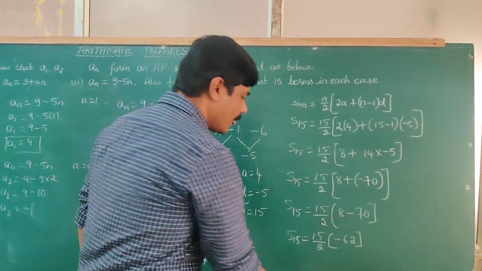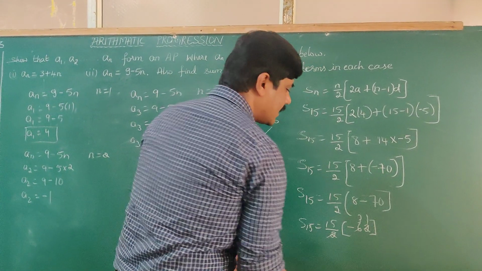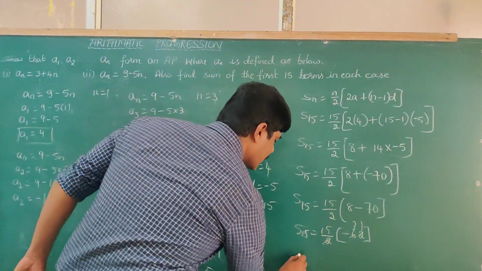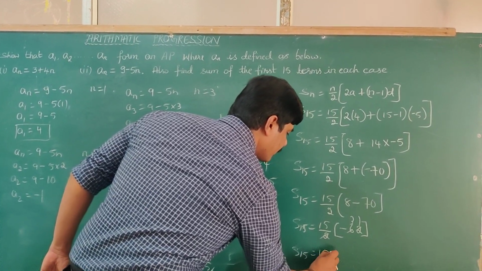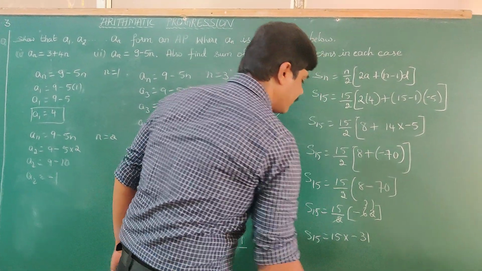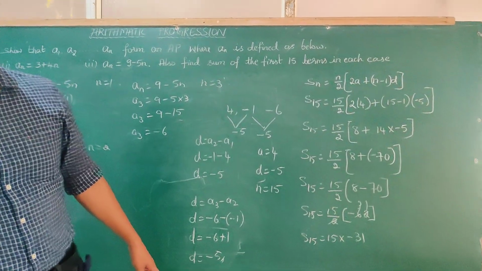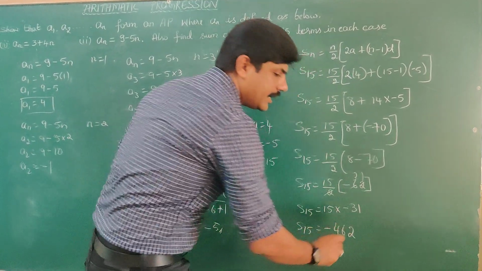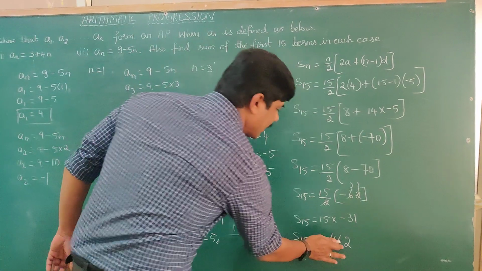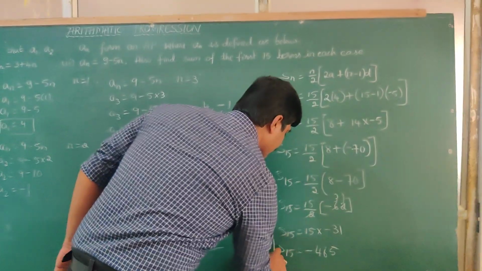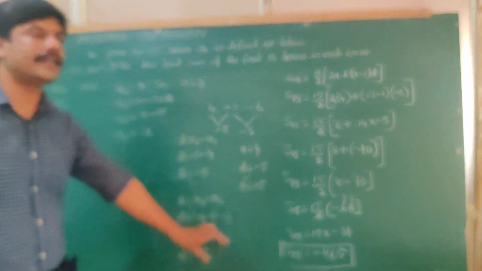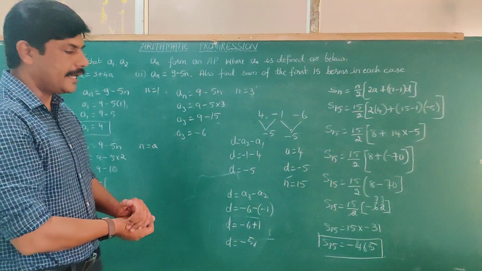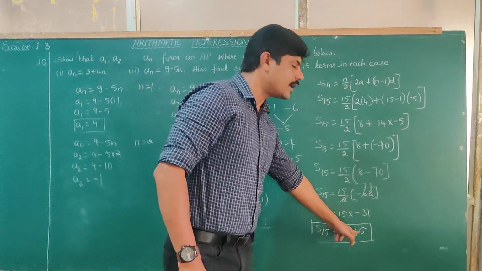Minus 62 by 2. These are even numbers, so 62 can be divided by 2: 2 into 31 is 62. Thus we get S15 = 15 into minus 31. After multiplying 15 into minus 31, we get minus 465. Thus, the sum of 15 terms of this particular AP is minus 465.